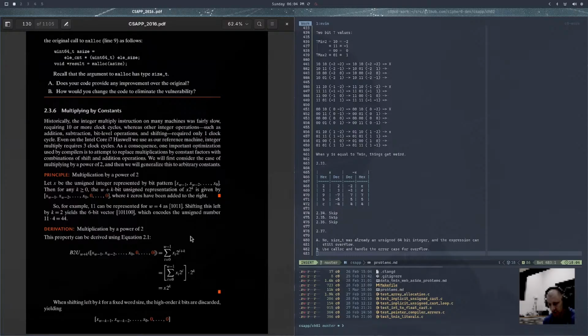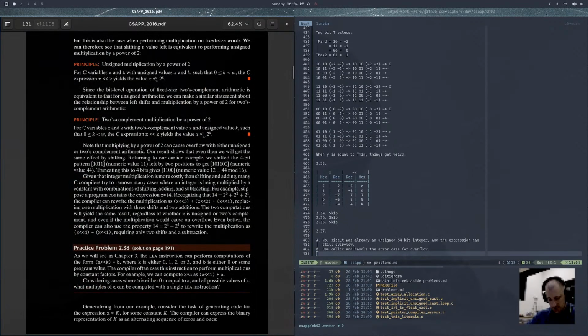So for example, 11 can be represented for w equals 4 as 1011. Shifting this left by k equals 2 yields a 6-bit vector, which encodes the unsigned number 11 times 4. So just shift left. We're doing powers of 2. Okay, unsigned multiplication by powers of 2 for C variables. Yep, same statement.